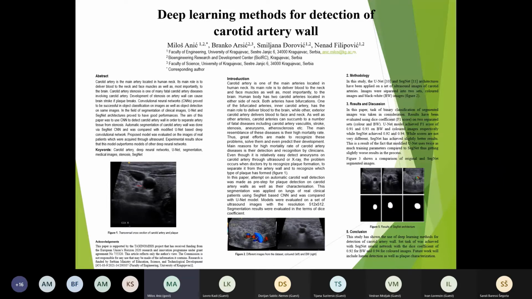Here, UNet-based and SegNet-based architectures were used to do this binary classification, and the aim was to detect a carotid artery wall as a pre-step for detection of stenosis and its characterization, to recognize which type of stenosis is present, and if it's calcified or is it in lipid state.